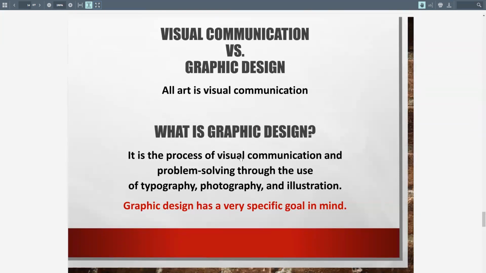Graphic design is the process of visual communication and problem solving through the use of typography, photography, and illustration. So we are still working with visual communication, right? We're going to be doing a little bit of problem solving with using the design process, specifically looking at typography, illustration, kind of combining those things. A little bit of photography, not a whole lot. Mostly these two, okay? Graphic design has a very specific goal in mind. We want to design a graphic that is effectively visually communicating something, okay?